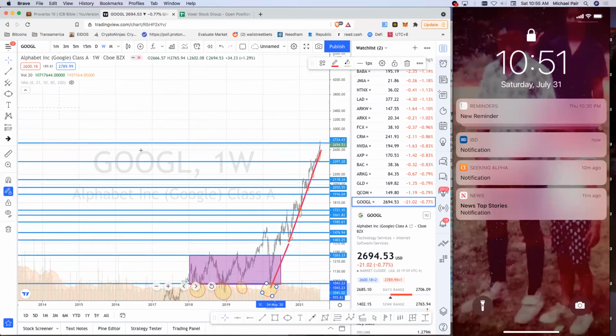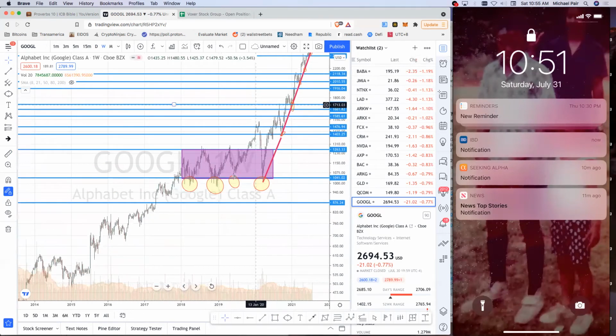Strong support. Absolutely. From 1037 down to, I guess even technically, that $1,000 level was golden.